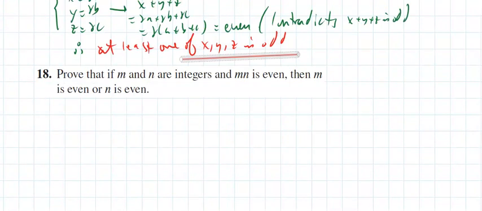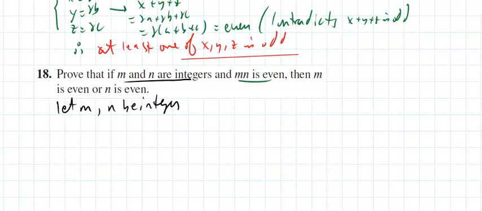Alright. How about 18? Prove that if m and n are integers, let m and n be integers, and m times n be even. Okay, integers and even, very good. Then the conclusion, m is even or n is even. So m is even, n is even. Okay, let's go backwards. Contrapositive.